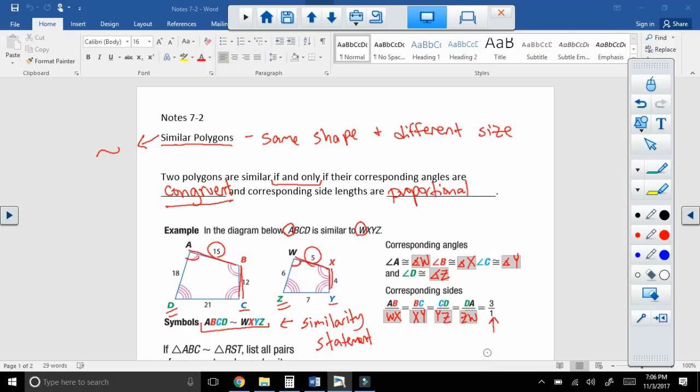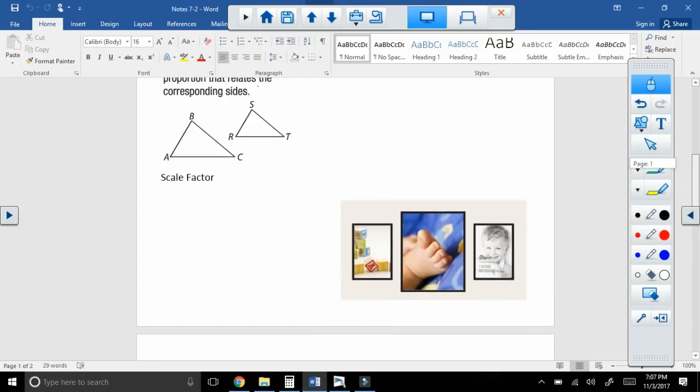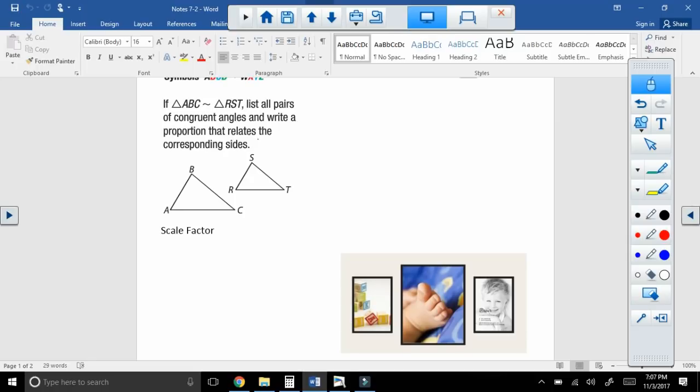The directions for the work will ask you to do these things. They'll ask you to list the corresponding angles that are congruent. They'll ask you to write out the corresponding sides, and you're going to write that those are proportional. And they might ask you to write the similarity statement. That's just how these are going to be. The next example goes over that exact same thing. Yep, this is exactly how it'll look.